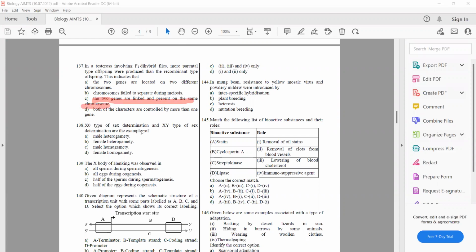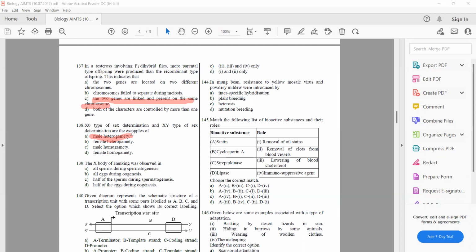XO type of sex determination and XY type of sex determination are the examples of male heterogamety, where the male is responsible for producing two different types of gametes there. So one will have X chromosome and one will have Y chromosome.